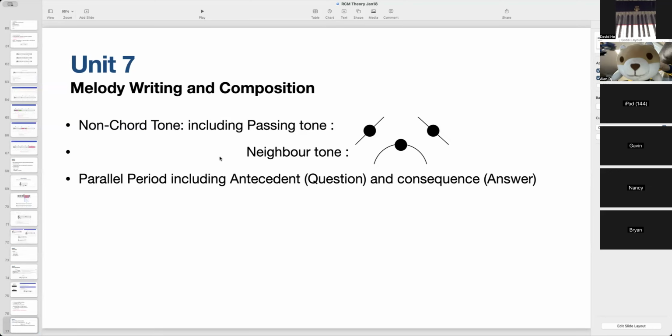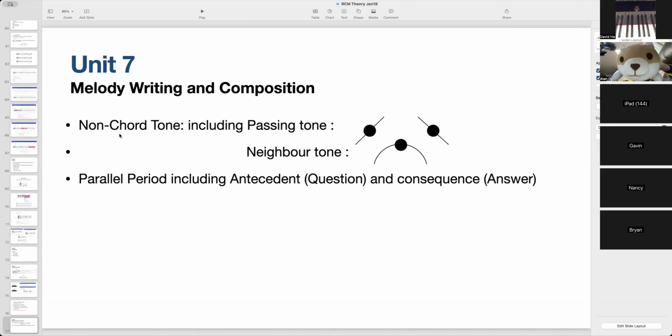Regarding this session, everybody only needs to know the idea about the non-chord tone. Non-chord tone includes two things. It means that a specific note is not in the chord. It does not belong to that chord.